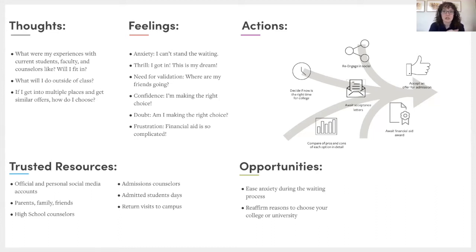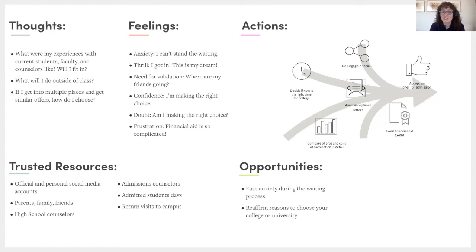We also start to see students thinking a little bit more concretely about what their life is going to be like outside of the classroom. And the feelings here, not surprisingly, there's a ton of anxiety, especially during the wait. "I can't stand the waiting. I can't wait to hear." And then there's that thrill of, "I got in, I'm so excited."